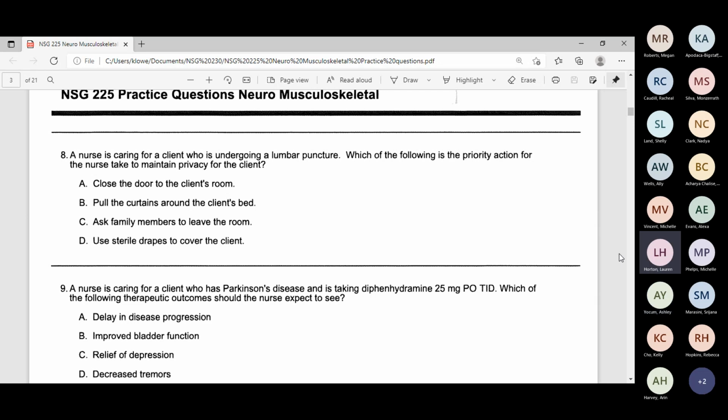Pull the curtains. Why pull the curtains? Because even if somebody walks in the room, they're still going to be covered. Yes, yes. If we look at these, they all seem plausible, but if we pull the curtains, we're still able to access everything on their body. And if you've ever been in a room and somebody swings that door open, everybody in the hallway can see everything. So pulling the curtains around the client's bed.